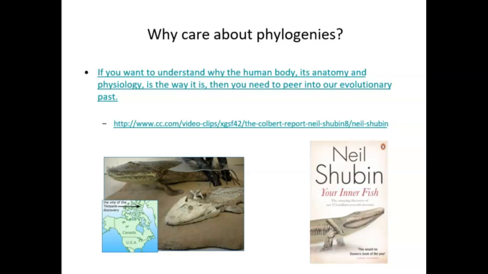I encourage you to watch him talk about his research on the Colbert Report. The link is on this slide, which you can find in the PowerPoint file posted on Moodle. And if you ever have time, his book, The Inner Fish, is a great read. It'll be a page turner for anybody with biological background.